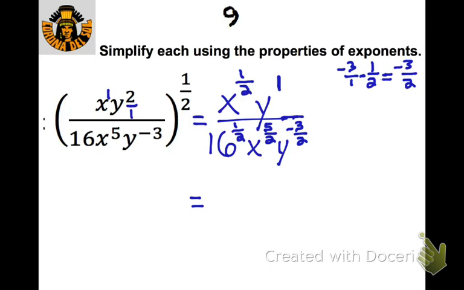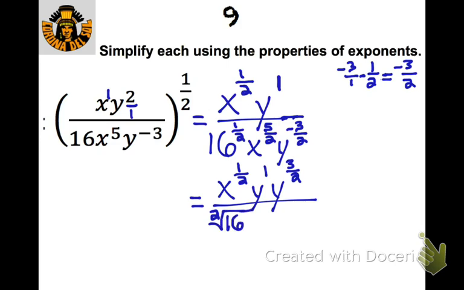So let's go ahead and leave this x to the 1/2 alone. Let's do y to the first. Now this y to the negative 3/2 is not happy down there, so we're going to bring him up. So y to the 3/2, he's positive now if we flip him up to the top. 16 to the 1/2, we can switch that to a radical. So that's really the square root of 16 to the first power, or just square root of 16. And then we still have the x to the 5/2 on the bottom.